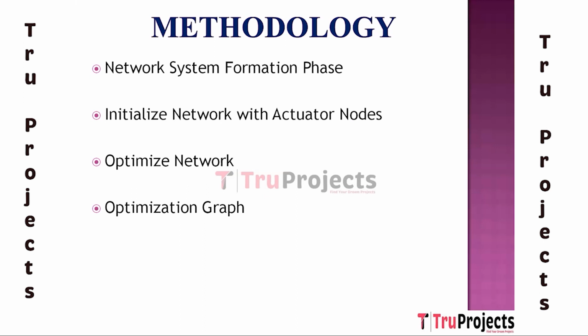Fourth module is Optimization Graph. The optimization graph is a fundamental component of data-based receding horizon control. It is a data-driven model that captures the system dynamics and interactions between nodes in the network. The graph is continuously updated with new data from the network, ensuring that the control strategy adapts to the changing system conditions and remains effective over time.